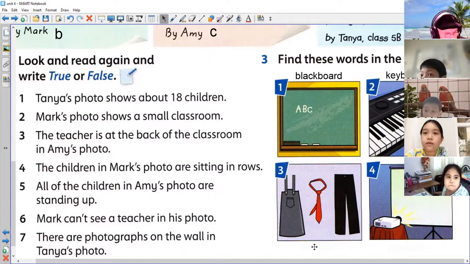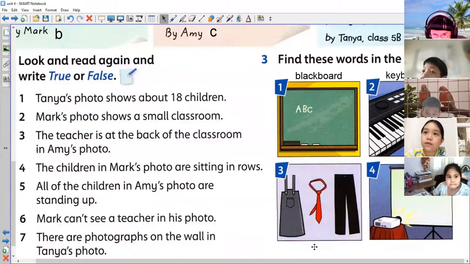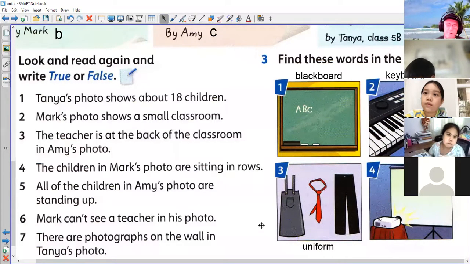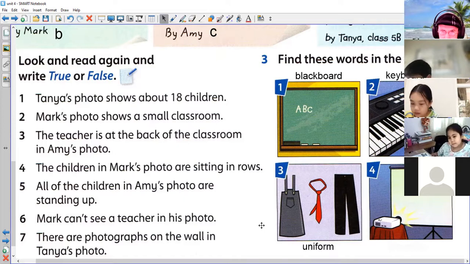Okay, Mai T. School uniform. Okay, so I've just put the word uniform, but you can write school uniform if you like under the picture. Uniform or school uniform. Uniform really means that everyone wears the same clothes that look the same, usually the same color, the same things. Right.